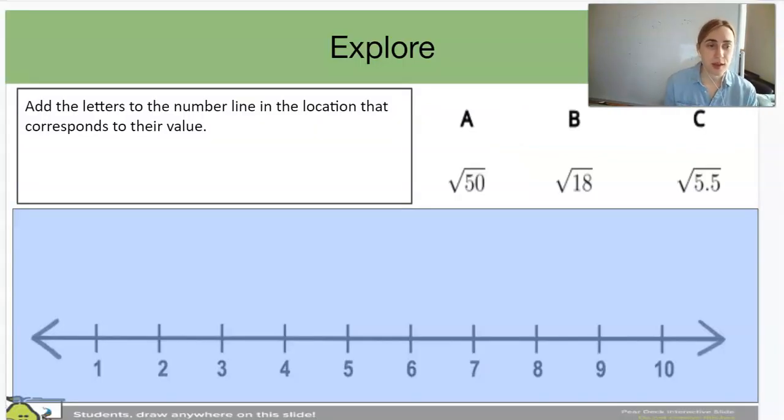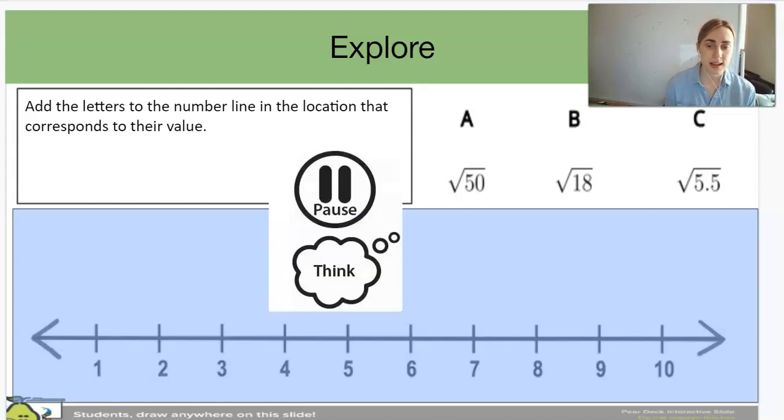So now we're going to move into our explore section on slide B. On this slide, our task is to add the letters to the number line in the location that corresponds to their value. So on this slide, you're thinking about the square root of 50, the square root of 18, and the square root of 5.5. Take some time here, pause and think, and decide where to plot A, B, and C on this number line.